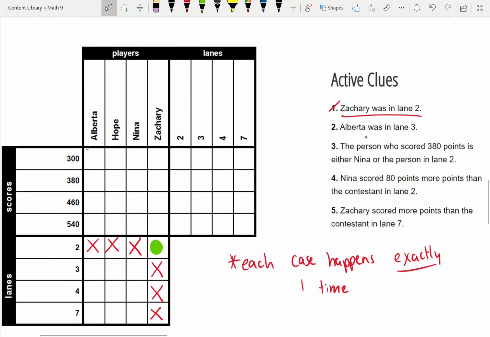So I'm going to look at clue number 2. Alberta was in lane 3. So sorry about that. Alberta was in lane 3, so that means she is here, which means that she's not in lane 4 or lane 7, and Hope and Nina are not in lane 3. So Hope and Nina are in lane 4 and lane 7. I don't know which one, but there's that ruled out of the way. The person who scored 380 points is either Nina or the person in lane 2. So I know that Zachary is in lane 2, so it's either Nina or Zachary that are here. There's actually another piece of information, and it comes from this or.